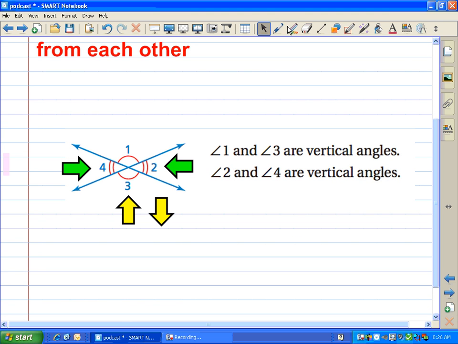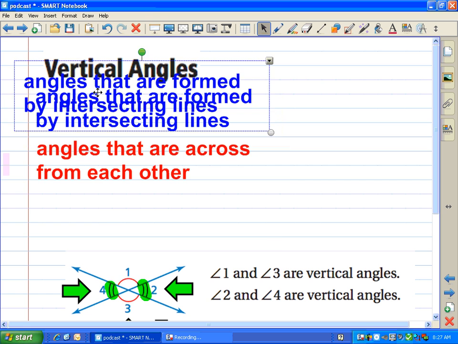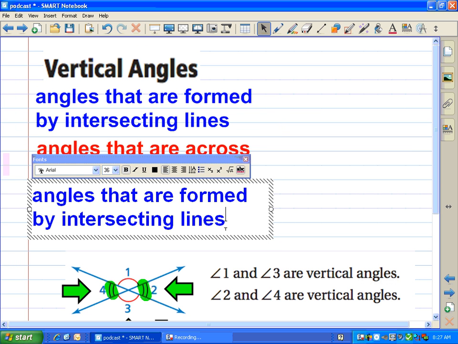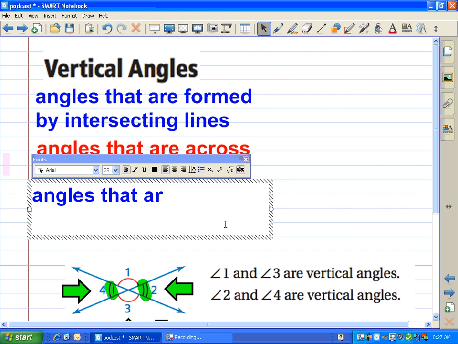The next thing I'm going to notice are these little markings. This tells me that these two angles are congruent. See how there's 2 marks here and 2 marks here? These two angles are congruent. And let's color code it. And there we go. So angle 2 and angle 4 are formed by intersecting lines. They're across from each other, and they are congruent by definition. Vertical angles. Angles that are congruent. And remember, congruent means equal to each other.